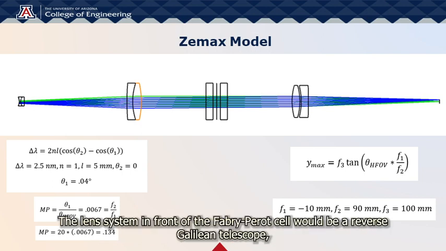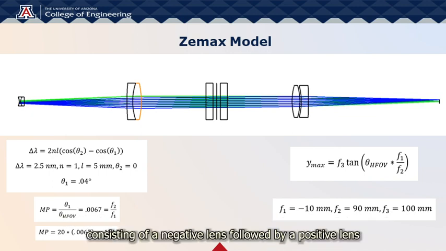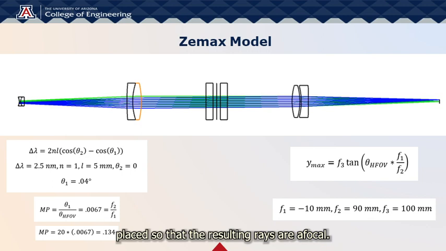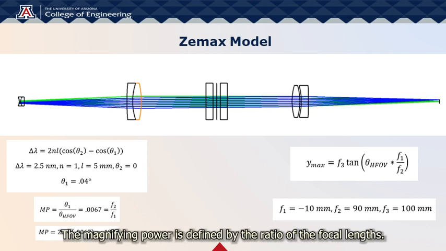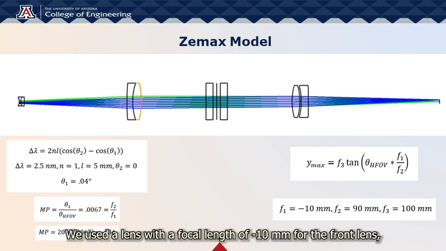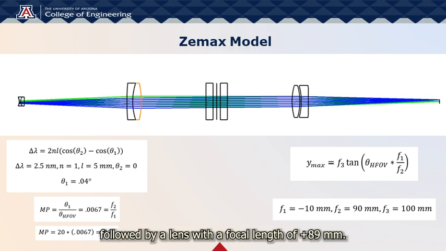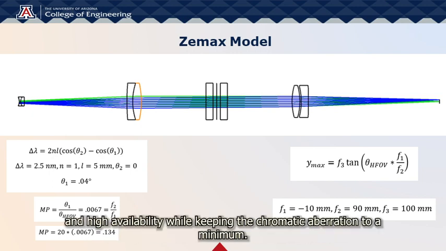The lens system in front of the Fabry Perot cell would be a reverse Galilean telescope consisting of a negative lens followed by a positive lens placed so the resulting rays are afocal. The magnifying power is defined as the ratio of the focal lengths. We used a lens with a focal length of negative 10 mm for the front lens, followed by a lens with a focal length of positive 89 mm. Both are off-the-shelf achromats to ensure low cost, high availability while keeping the chromatic aberration to a minimum.